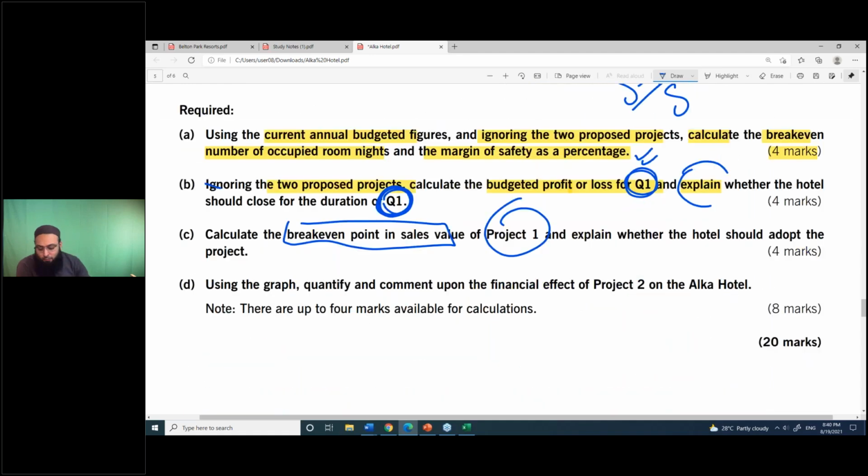Using the graph, quantify and comment upon the financial effect of project 2 on the Elka Hotel for 8 marks. There are 4 marks available for calculation. Okay? So one can expect this part to completely come on a word processing sheet. Okay?